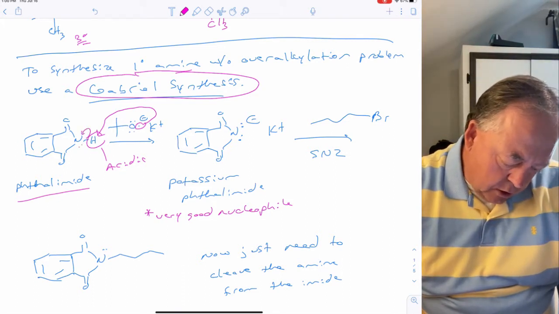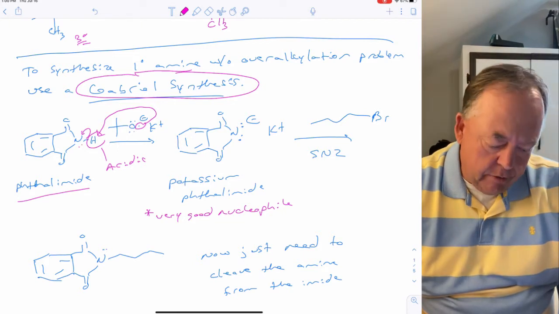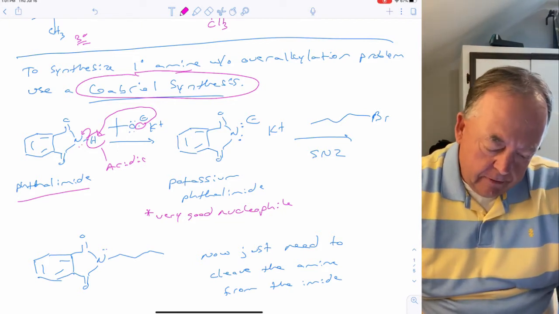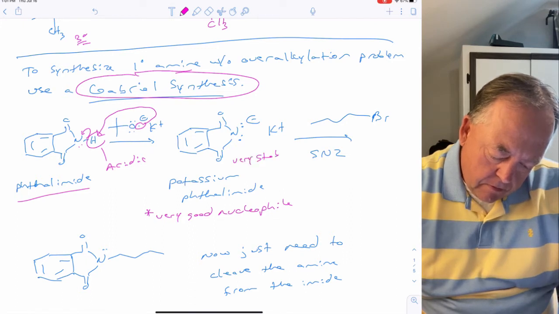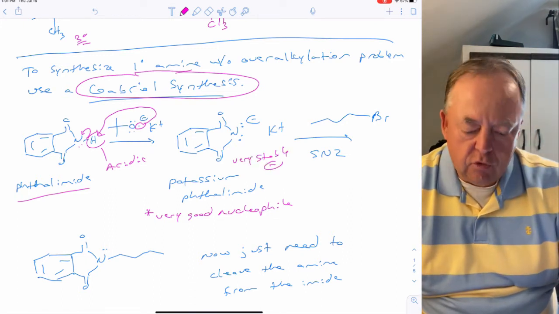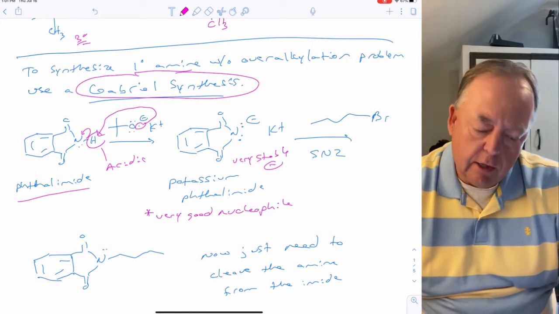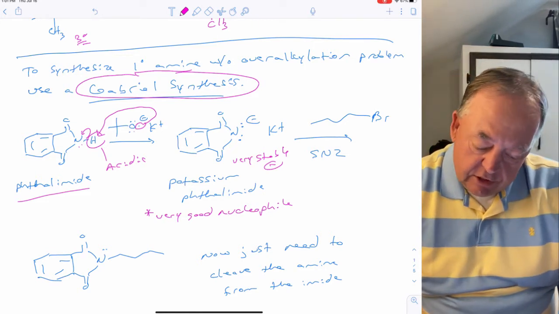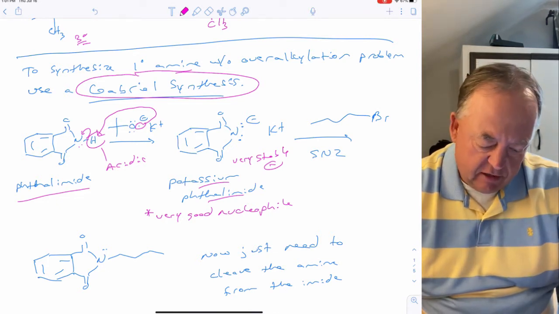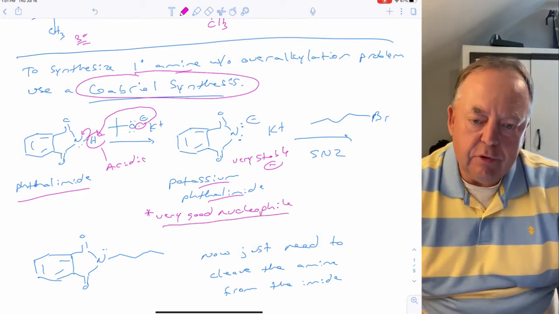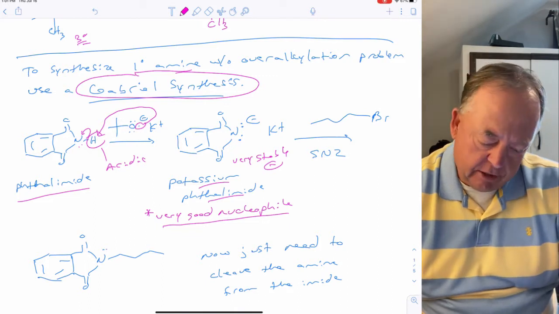Right, nitrogen has one lone pair to begin with, and now it's going to have two because the NH electrons will become a lone pair. So this is fairly stable. Negative charge because it's resonance delocalized through both carbon-oxygen double bonds. This is called potassium phthalimide. You could buy that as well. That's commercially available. And it's also a very good nucleophile, so you can use it to do SN2 reactions.